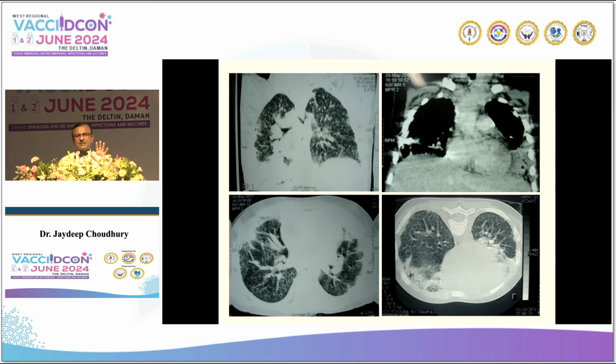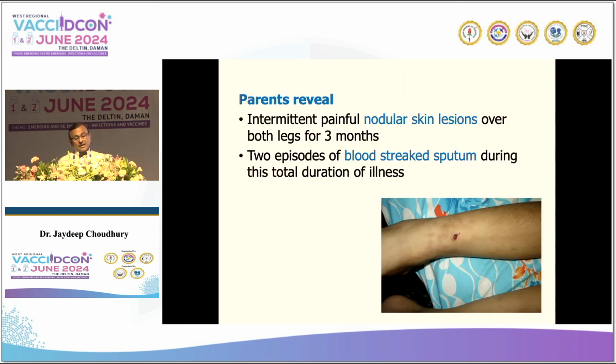As you can see, there are diffuse patchy lesions in both lung fields. At this point of time, the parents thought it was very trivial. They revealed that the child had suffered from intermittent painful nodular skin lesions in both legs over 3 months, and the mother had taken this picture on her mobile and shared it with us. And there were 2 episodes of blood-streaked sputum also during the total duration of illness.